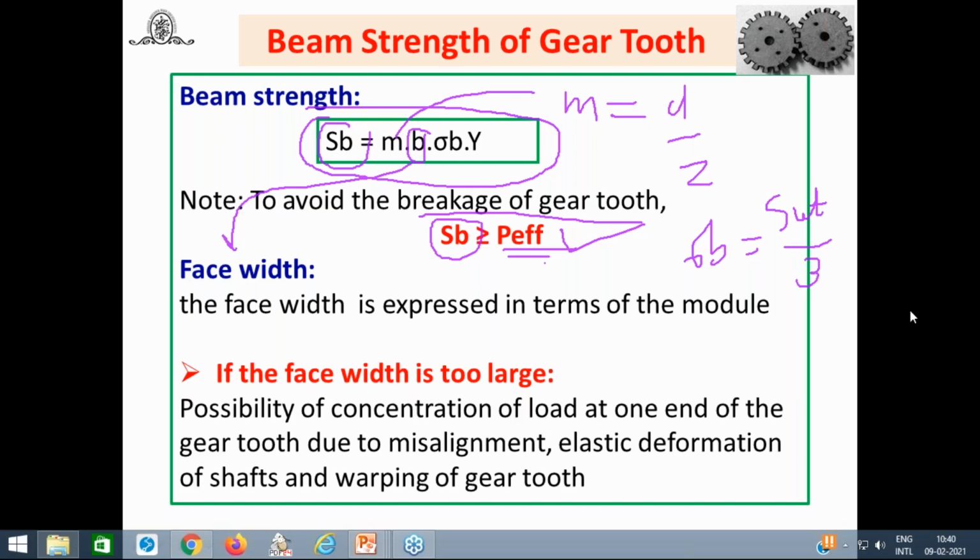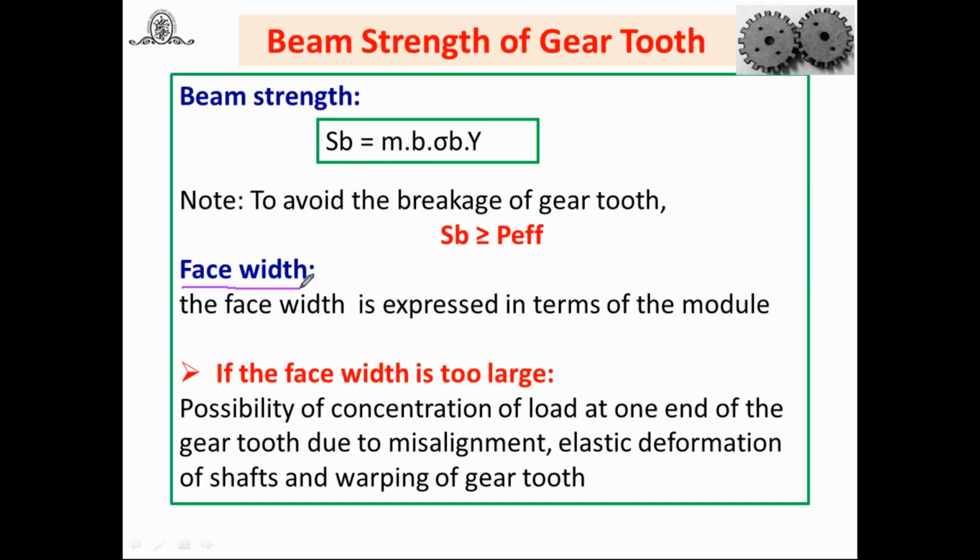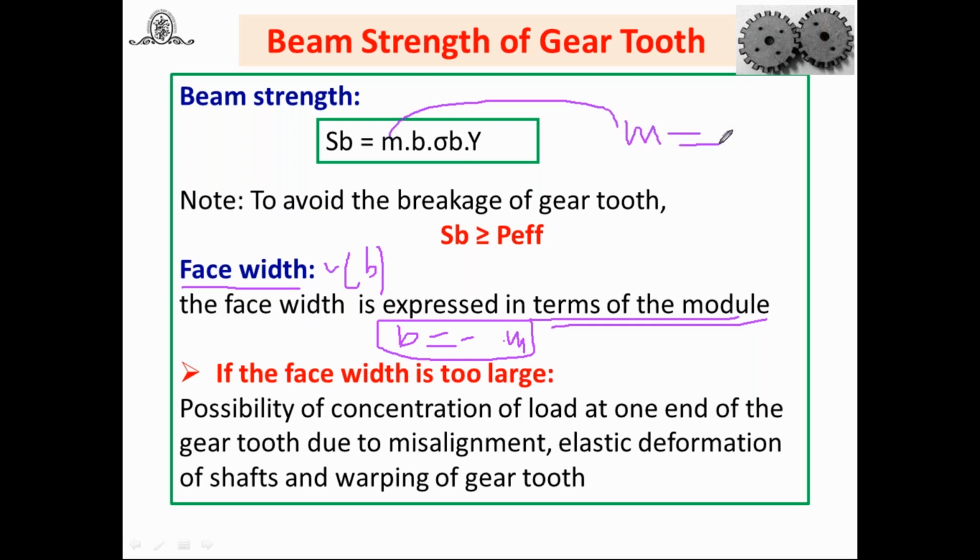Now let us see how to take the value of b here. And what is b? You know very well, b is the face width of the gear tooth. Now again, this b, or face width, is always expressed in terms of module, or b is equal to something times m. That means once you know m, which is D by Z, you can easily find out the face width. Now let us see how to find it.